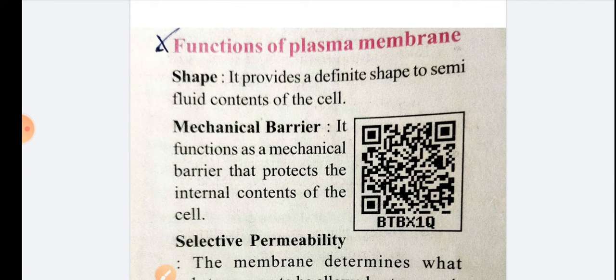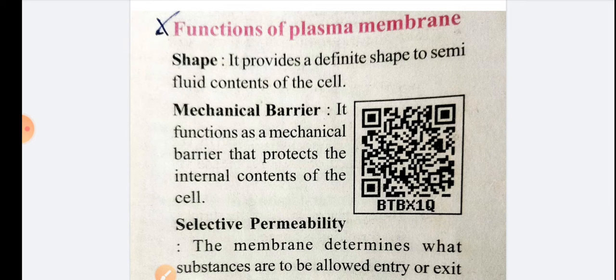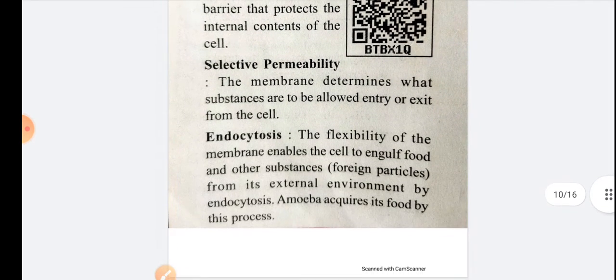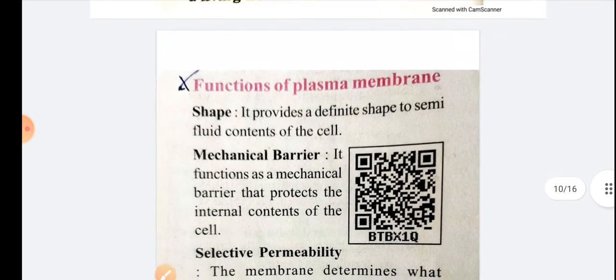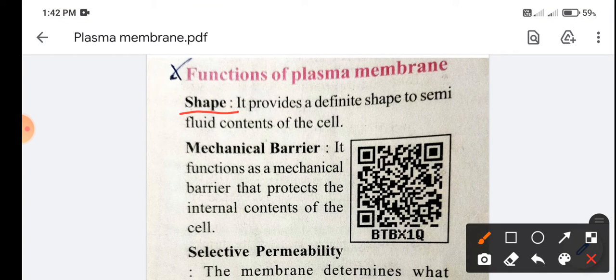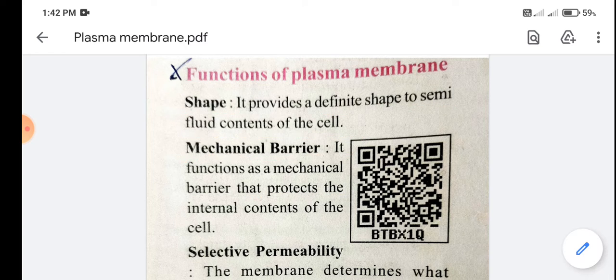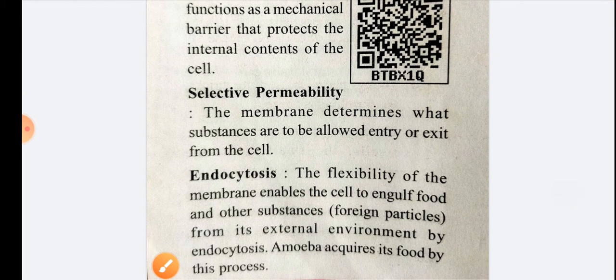Functions of plasma membrane: shape, mechanical barriers, selectivity, permeability, endocytosis, recognition and so on. First of all, shape. It provides the definite shape of the cell. Next is mechanical barriers. It protects the cell. And selectivity, permeability: it allows a few substances.